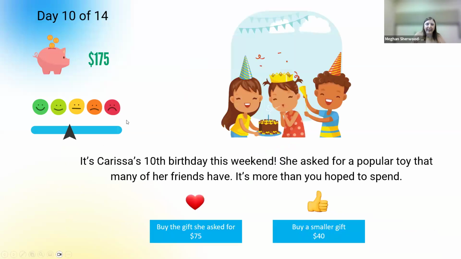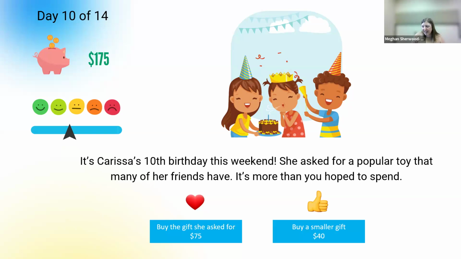Okay, day 10, we are getting there. We're almost at payday. Can see the light at the end of the tunnel. It is Carissa's 10th birthday. She asked for a popular toy that many of her friends had or have. It's a little more than we hope to spend.